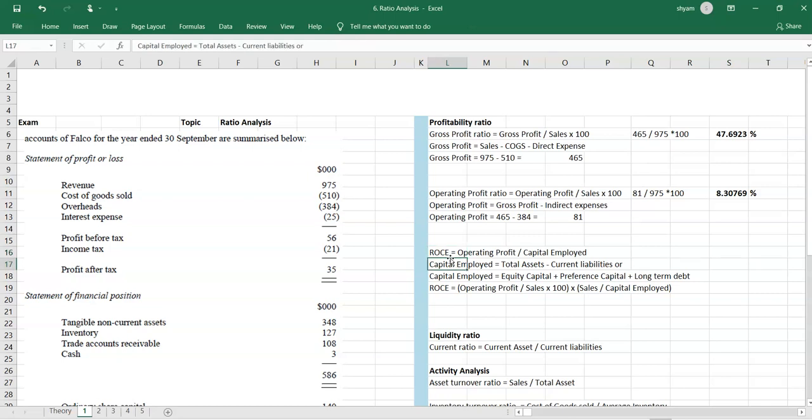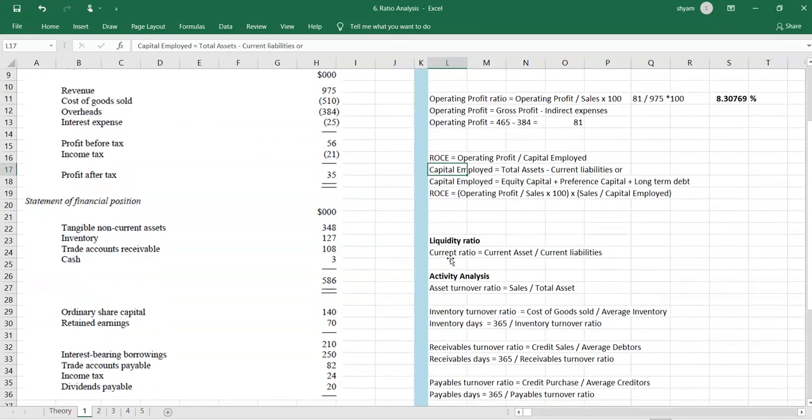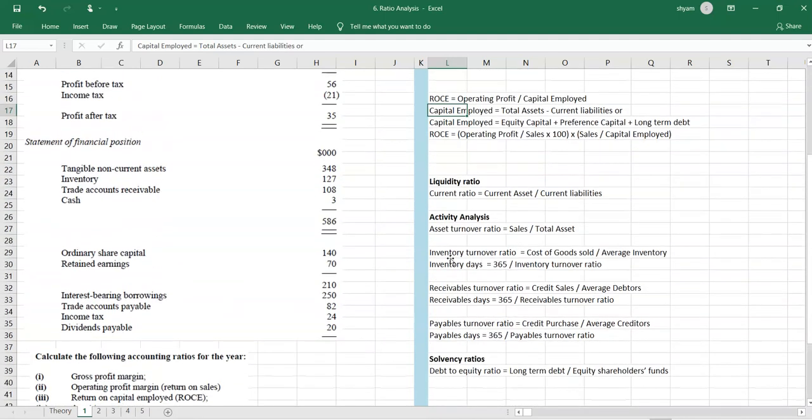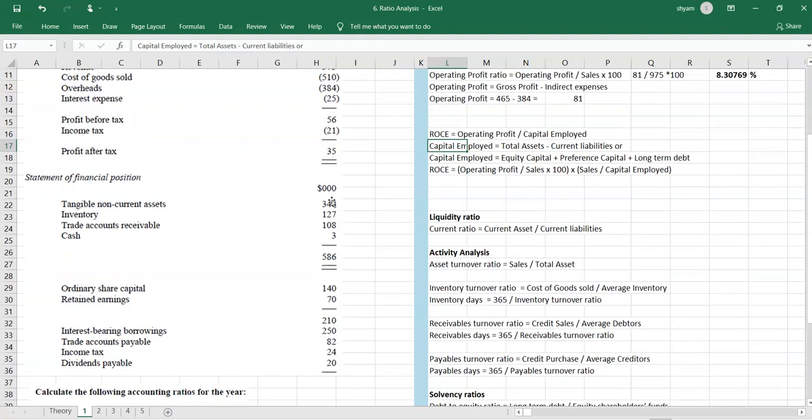But capital employed we have to find out. So to find out capital employed, there are two ways. Find out the total assets, right? So the total assets here is 586 minus the current liabilities. Okay, current liabilities are all these three items. Okay, how do we know that these are the three items? See, it is tax accounts payable. Okay, income tax is also a current liability, and also dividend payable is a current liability. Interest bearing borrowings is a long term liability. Okay, so you can compute in two ways. So both ways we will compute so that you will get the idea. Okay, we'll compute it in both ways.